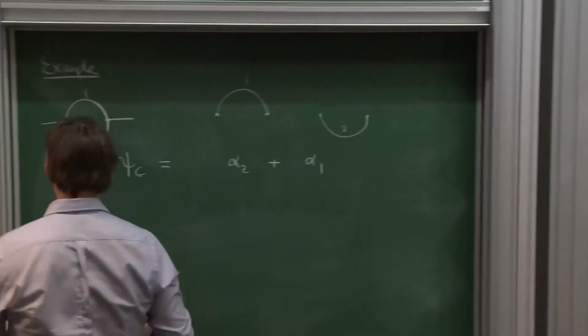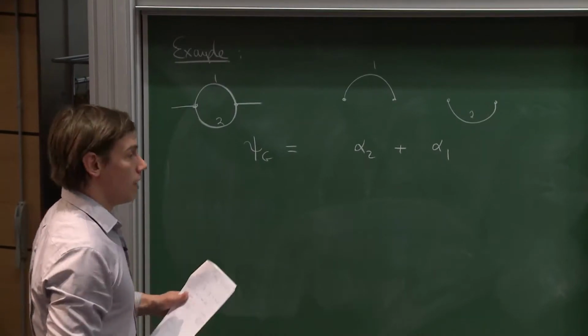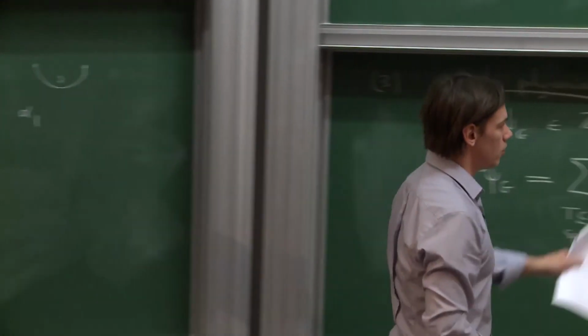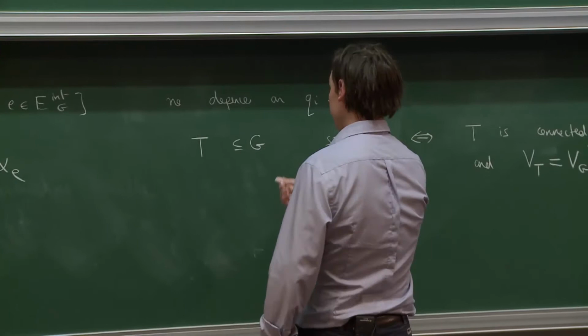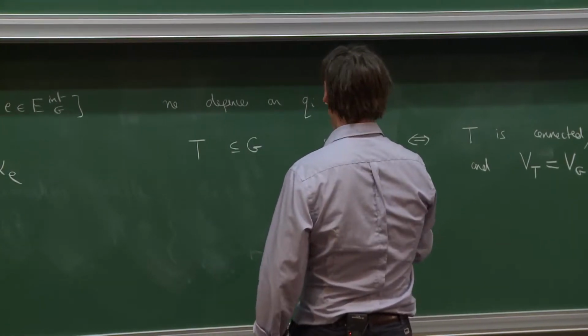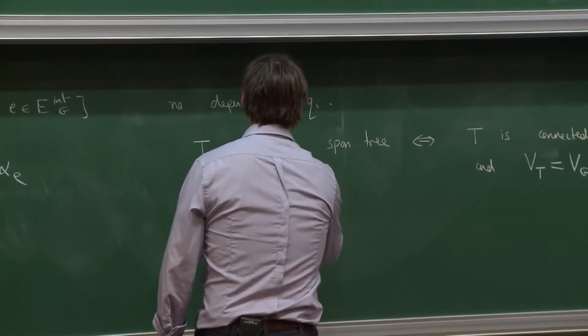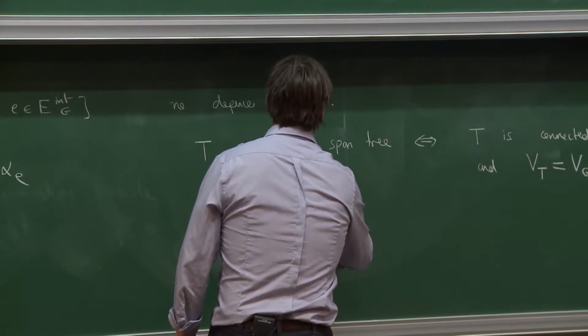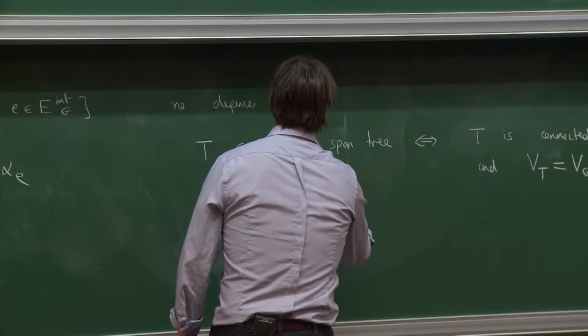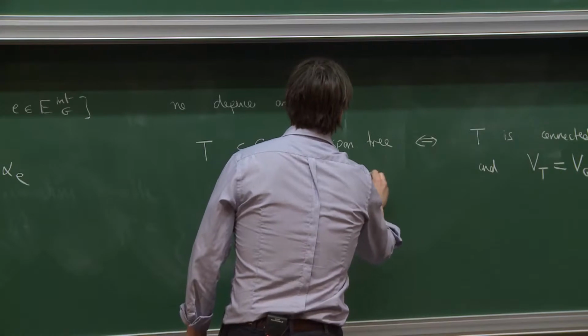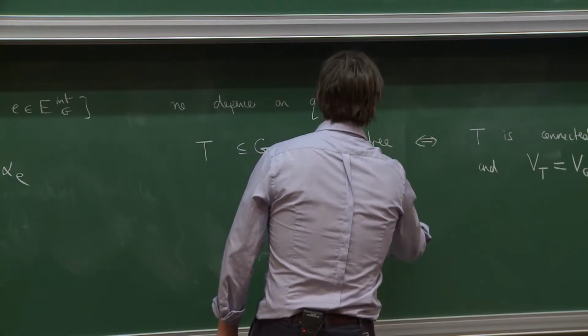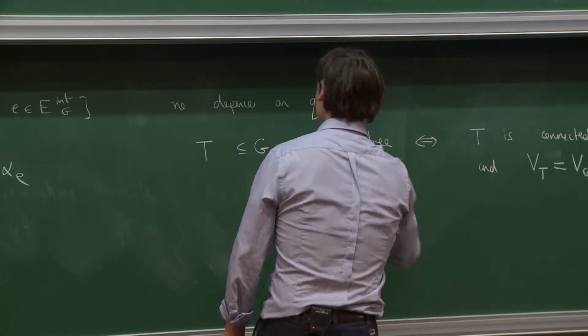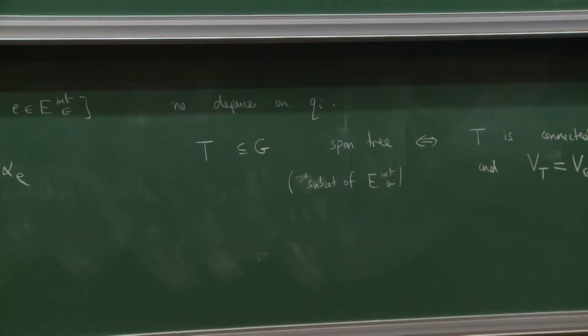You should say that the tree doesn't contain an external edge. Yes, absolutely right. So I put no dependence on the q_i. Yeah, spanning tree. So think of T as a subset of the internal edges. So the external legs play no role in this at all. We just ignore them.